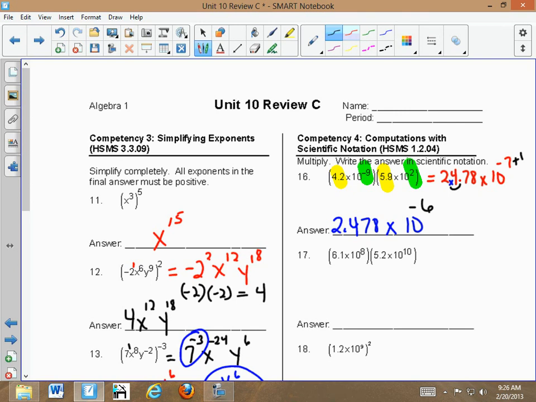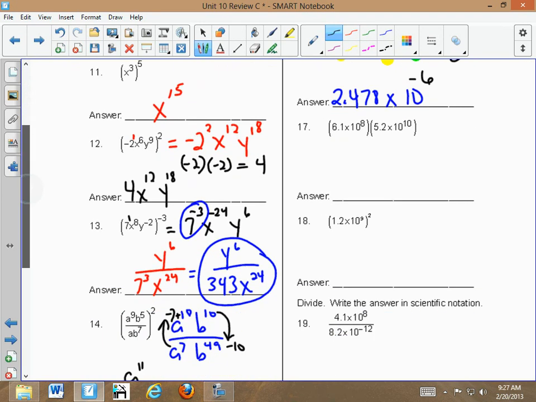I'm telling you right now, as sure as I'm standing here, at least 1/3, if not 1/2 of you, will not move the decimal and tell me 24.78 times 10 to the negative 7th power is your answer. Or you'll count from the decimal to the X and you'll subtract 1 and tell me it's negative 8. You'll do it wrong. Please stop that.